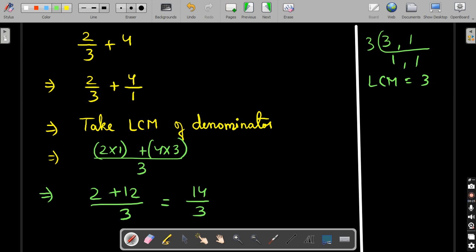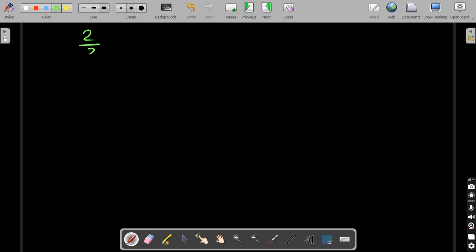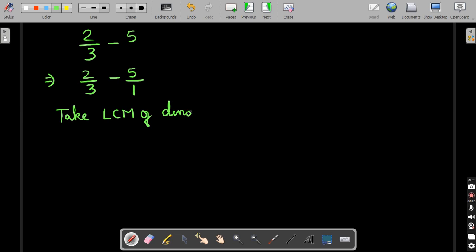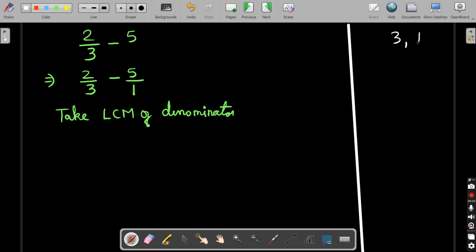Okay students, hope you are getting the logic. Now same question, dear student, 2 by 3 minus 5, then how are we going to solve here? In this process also, same, 2 by 3 minus 5 by 1. After that take the LCM of the denominators. Now let us start how I am going to solve. So 3 and 1, what will be the answer? 3 1s are 3, 1 1 is 1. So the LCM will be 3.